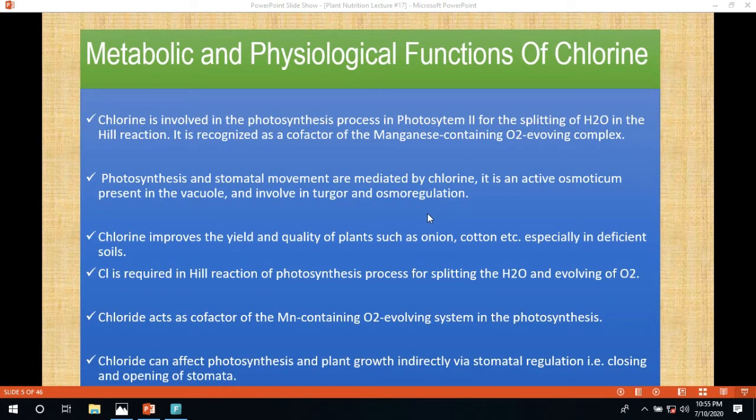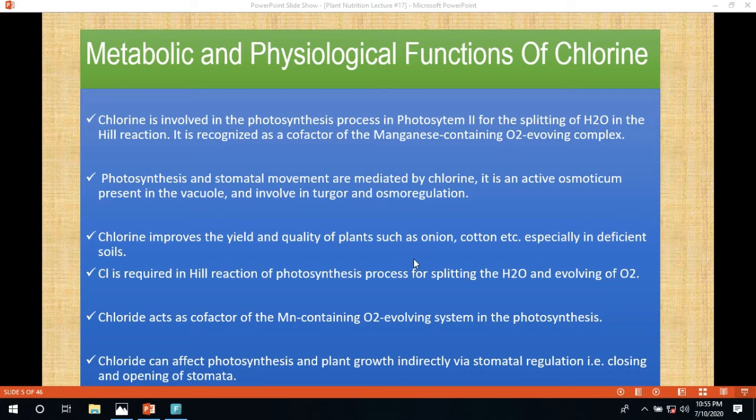The metabolic and physiological functions of chlorine. Chlorine is involved in the photosynthesis process in photosystem 2 for the splitting of water in the Hill reaction. It is recognized as a cofactor of the manganese-containing oxygen evolving complex. Photosynthesis and stomatal movements are mediated by chlorine. It is an active osmoticum present in the vacuole and involved in turgor and osmoregulation. Chlorine affects the yield and quality of plants such as onion, cotton, etc., especially in deficient soil.